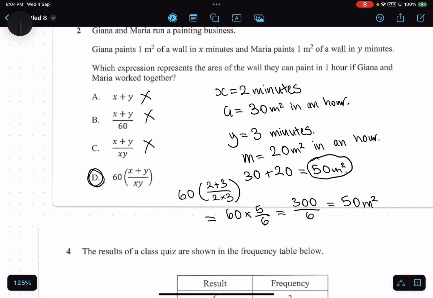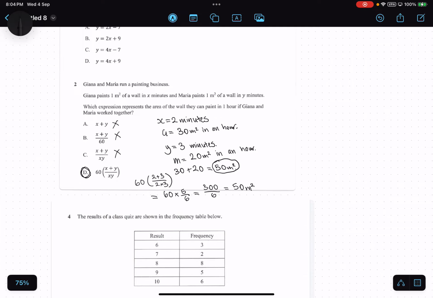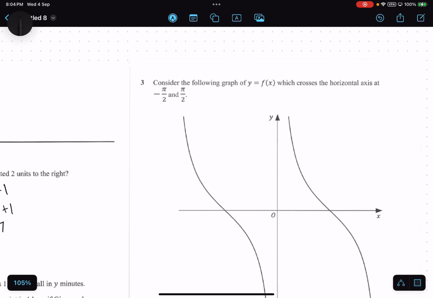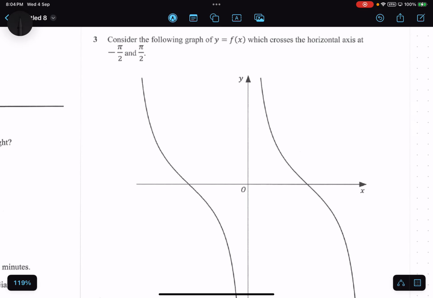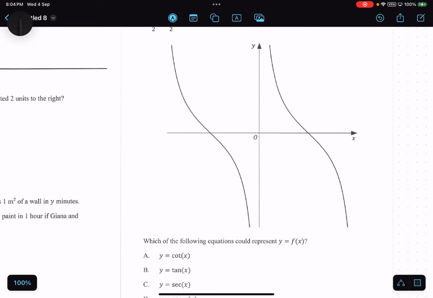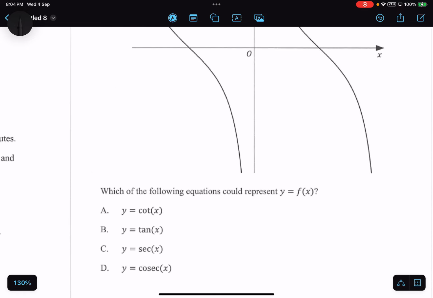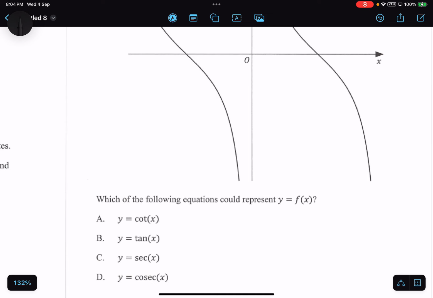Alright, let's go to question 3 now. It says, consider the following graph of y equals f of x, which crosses the horizontal axis at negative pi over 2 and pi over 2. The question asks, which of the following equations could represent y equals f of x? A, cot x, B, tan x, C, sec x, and D, cosec x.